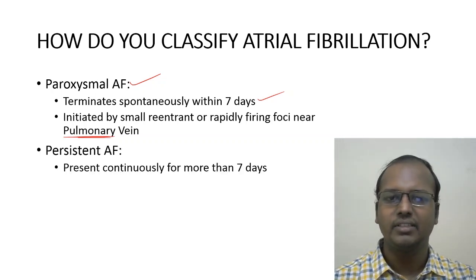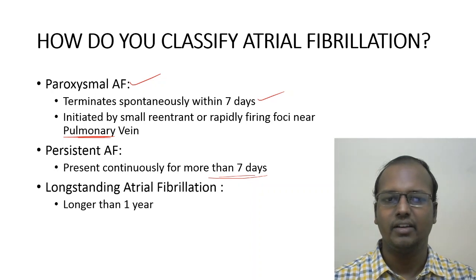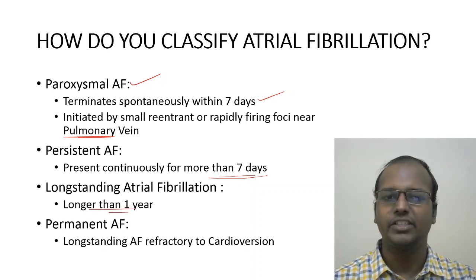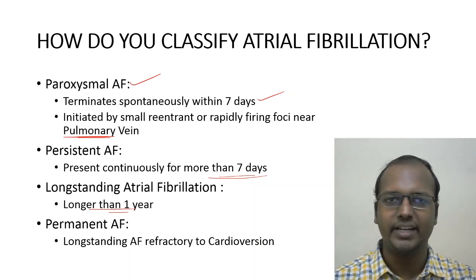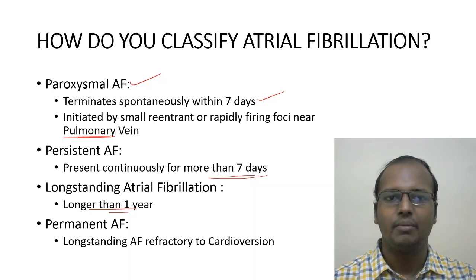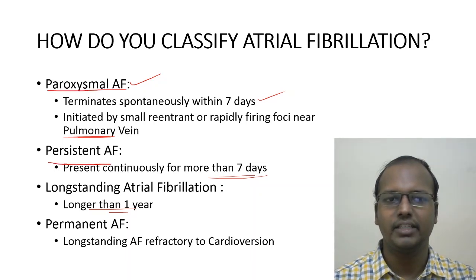Persistent AF means atrial fibrillation lasting more than 7 days. Long-standing atrial fibrillation is longer than 1 year. And permanent atrial fibrillation is long-standing AF refractory to cardioversion. So these are the four varieties of atrial fibrillation: paroxysmal AF, persistent AF, long-standing atrial fibrillation, and permanent atrial fibrillation.